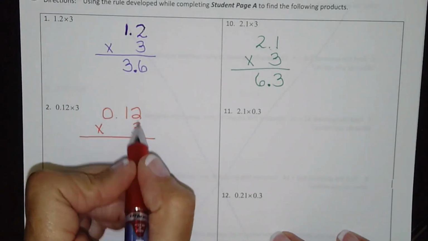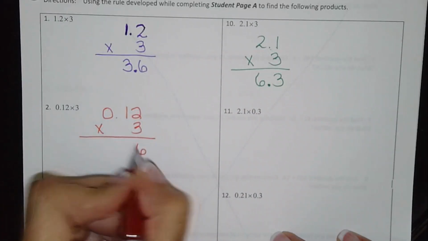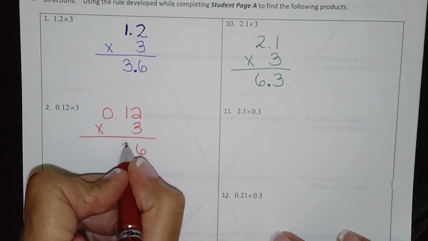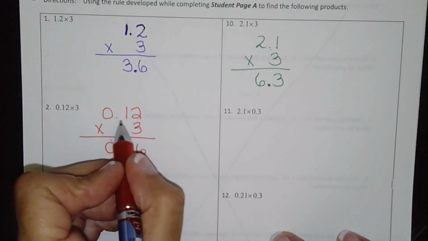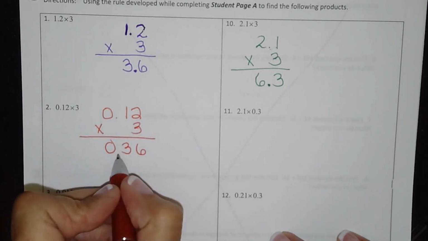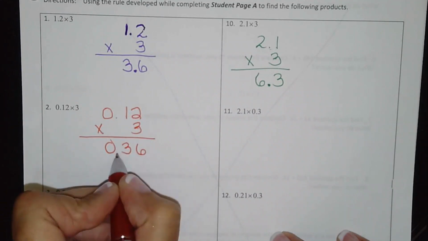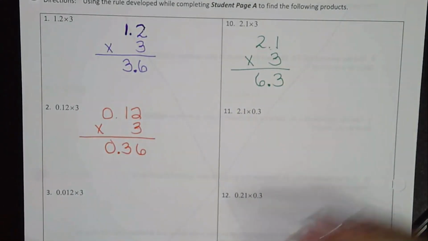And 3 times 2 is 6. 1 times 3 is 3. 3 times 0 is 0. 2 decimal places total. So count from the back, 1, 2. And there's my answer.